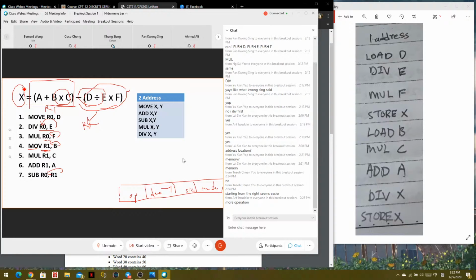If you remember, you did this in programming CPT 111. When you do X equal to something, this X actually is a variable. So just imagine this variable is the place where you want to store your value. So you still have one operation, you need to put this value into the destination location X. So the last step is you need to move the R0, whatever the result, to the X location.